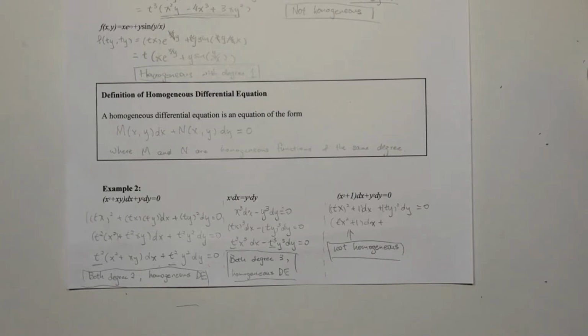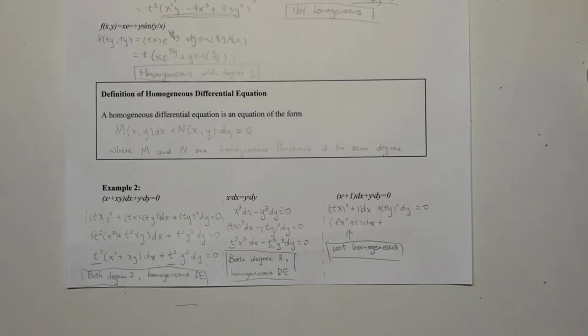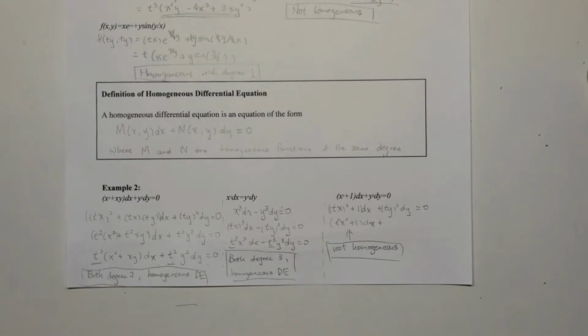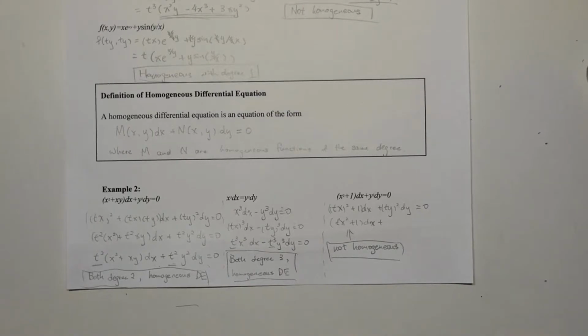So the answer for the first problem is that they are both of degree 2 and it is homogeneous. The second one is both with a degree of 3, homogeneous. The third one, I didn't even finish it, but as you can see, the first function is not homogeneous, so the answer is it's not a homogeneous differential equation.